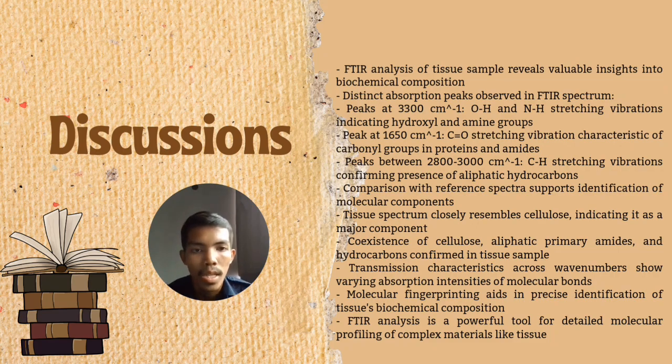Comparison with reference spectra supports identification of molecular components. The tissue spectrum closely resembles cellulose, indicating it as a major component. Coexistence of cellulose, aliphatic primary amides, and hydrocarbons is confirmed in the tissue sample. Transmission characteristics across wave numbers show varying absorption intensities of molecular bonds. Molecular fingerprinting aids in precise identification of the tissue's biochemical composition. FTIR analysis is a powerful tool for detailed molecular composition.